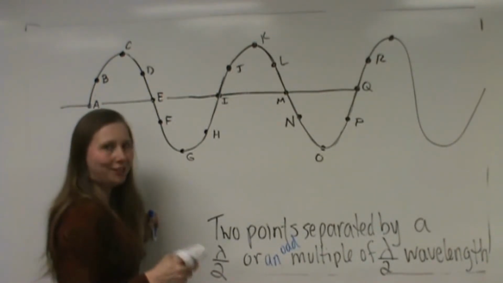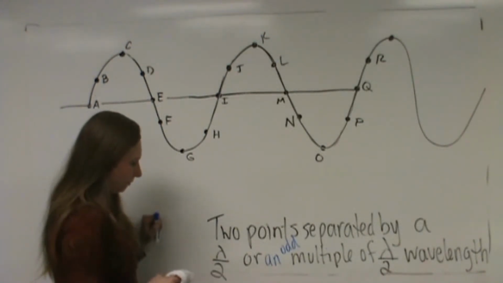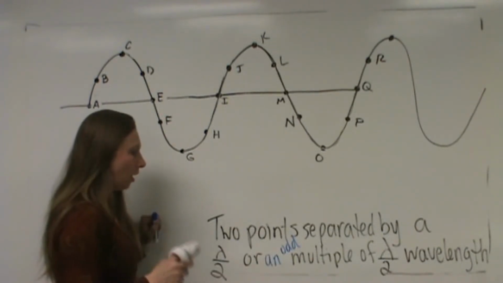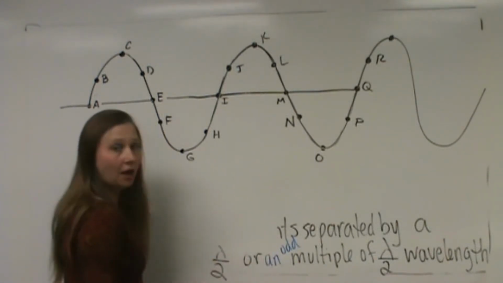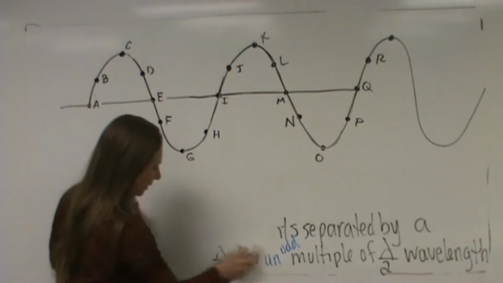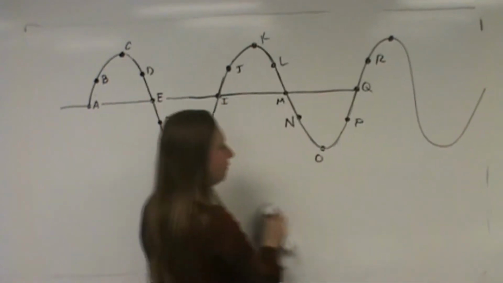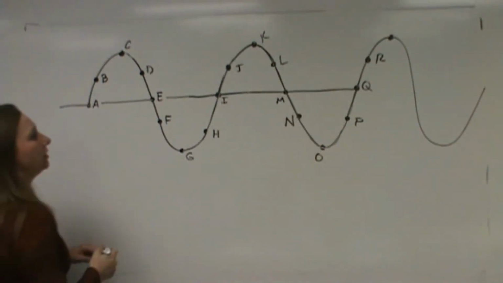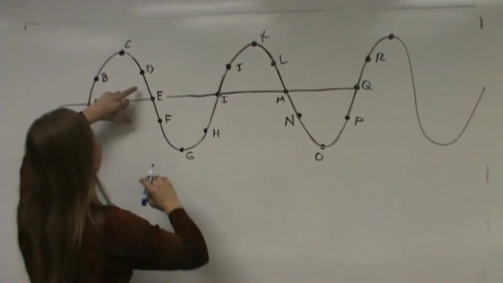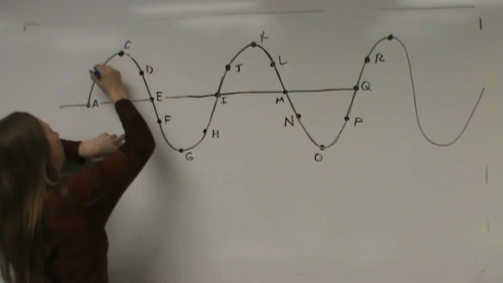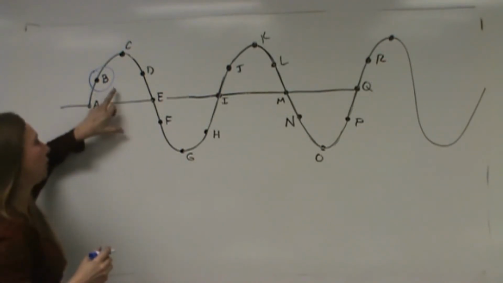2 points, I keep saying particles, 2 points are 180 degrees out of phase when they are separated by a half a wavelength or an odd multiple of a half a wavelength. So it could be 1 half wavelength, 3 half wavelengths, 5 half wavelengths. And again, I'll show you that in just a minute when we draw some more cycles. But let's take a look at this here. Let's find a point that is exactly 180 degrees out of phase from B.